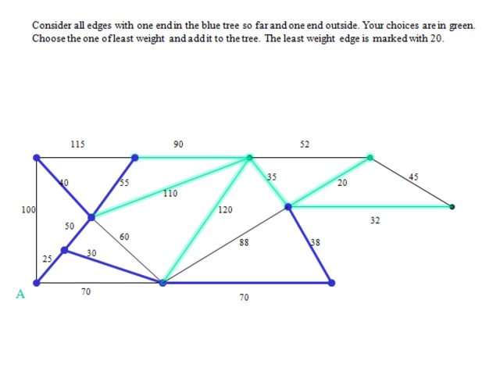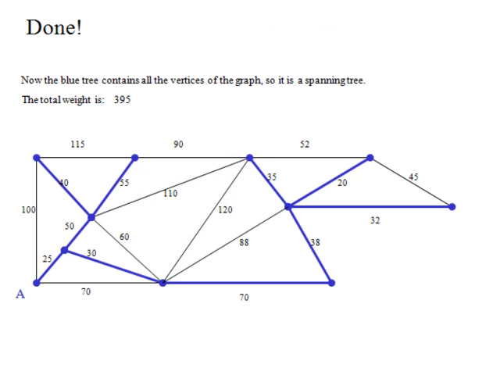At this point, the 20 is the smallest weight, so I'll use that. And 32 comes next. One more edge to go, that'll be the 35. And I have every vertex included in the blue tree. The total weight of this tree is 395. I get that by adding up all the weights of the blue edges.